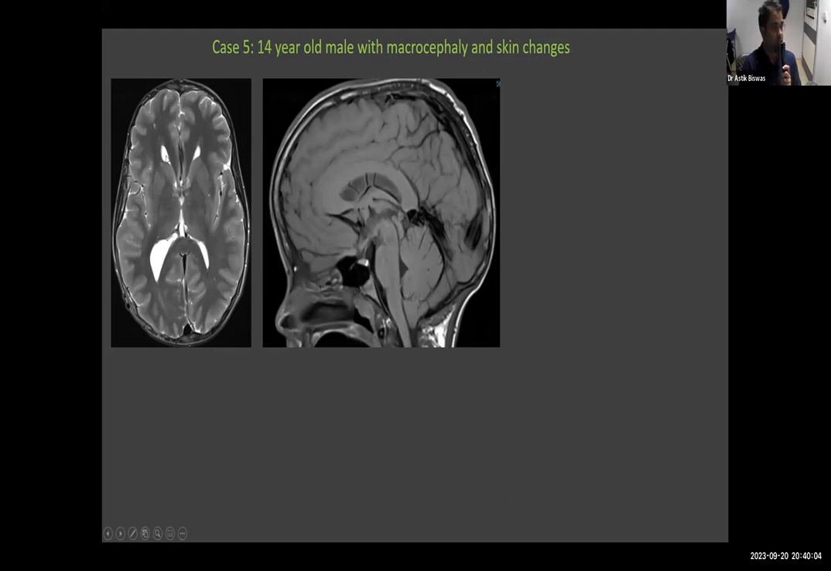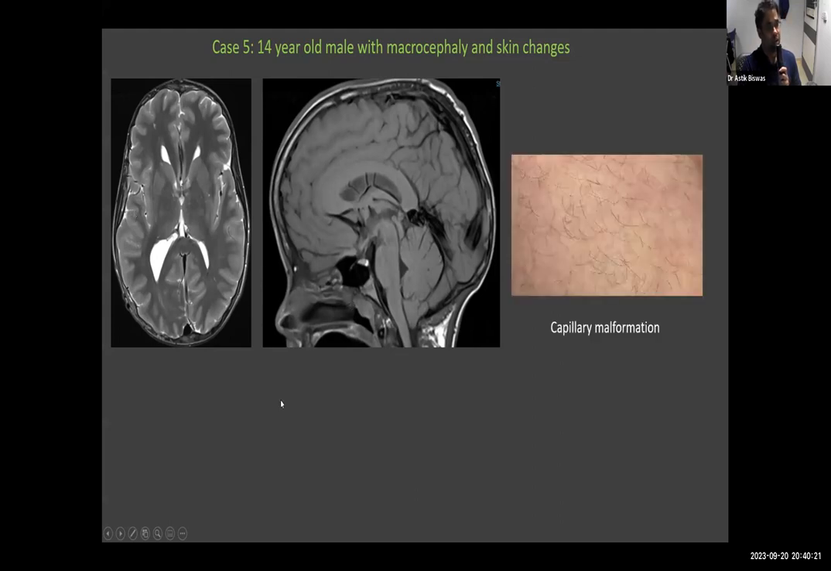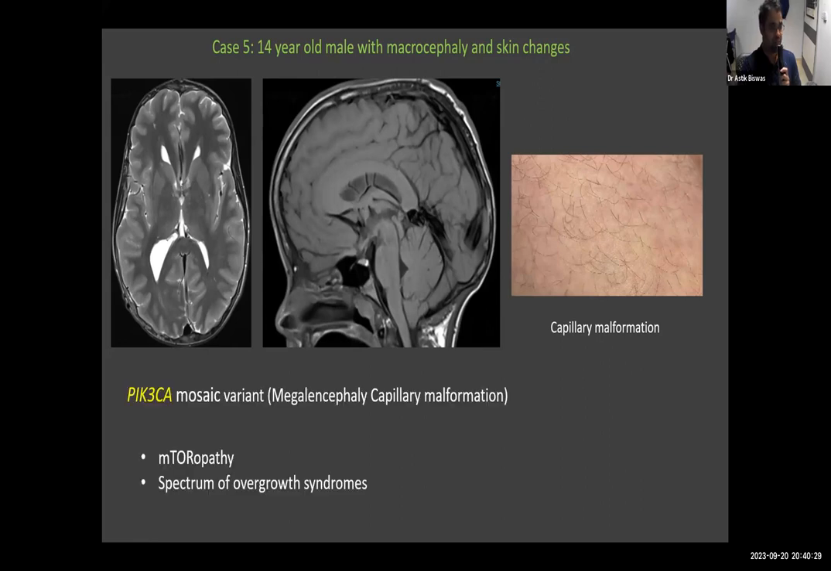Axial T2 weighted image shows ventricular enlargement. Again, this is asymmetric. You see a larger ventricle on the right compared to the left. But other than that, maybe a bit of dysgyria, but no other malformation. And this boy also had a capillary malformation. So the clinical diagnosis was quite straightforward. This was megalencephaly with capillary malformation, and this patient had a PIK3CA mosaic mutation, and we know that it's an mTORopathy, and it forms a part of the spectrum of overgrowth syndromes.